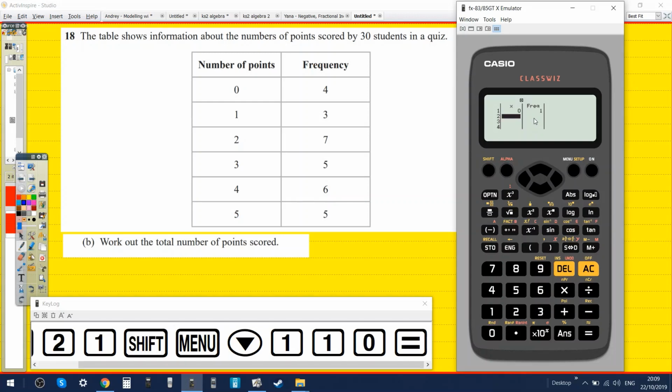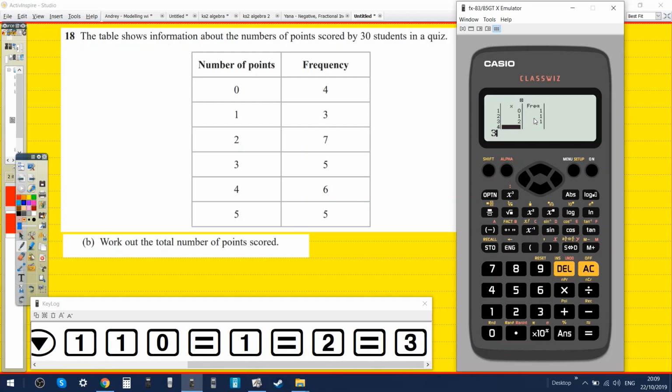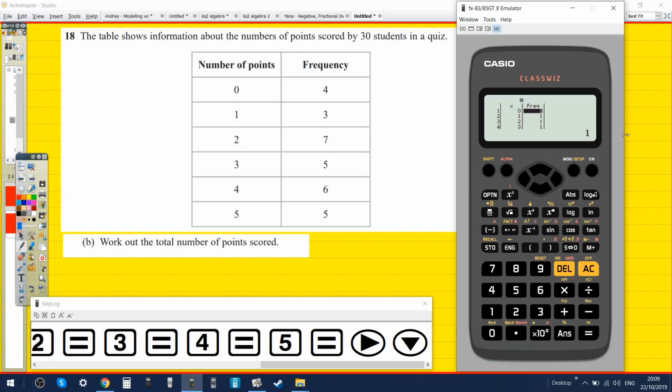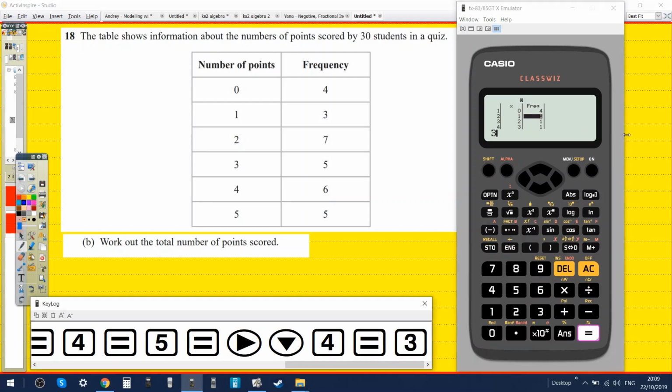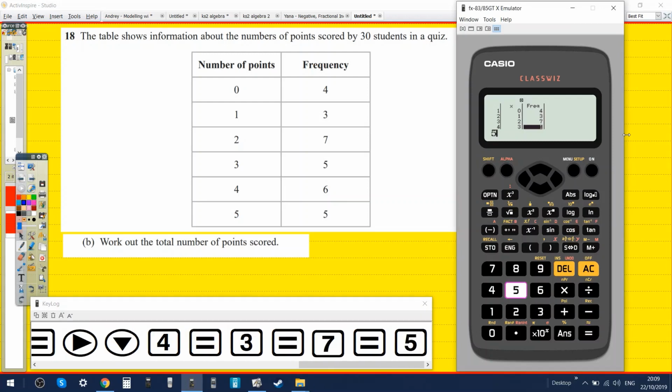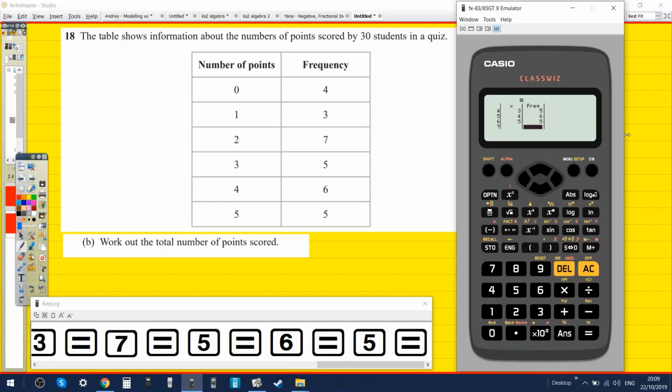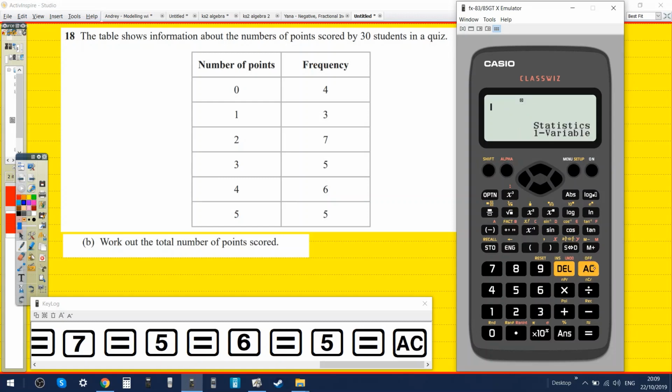0 equals 1 equals 2 equals 3 equals 4 equals 5 equals. Easy peasy. Press right. Press down to go back to the top. And then you put in all the frequencies. 4 equals 3 equals 7 equals 5 equals 6 equals 5 equals. Your teacher cannot believe this. He's never even seen this before, or she. Press AC to save the table and blank your screen.